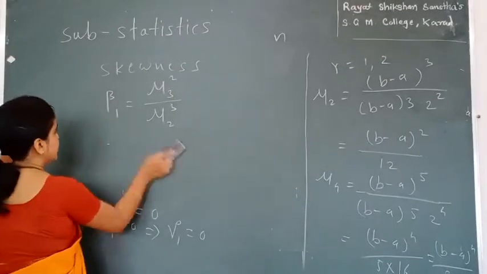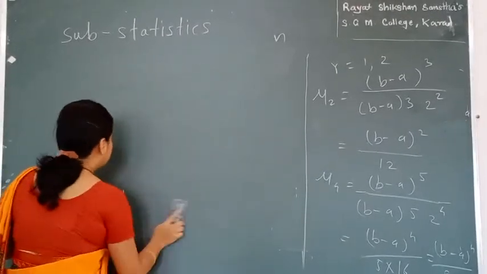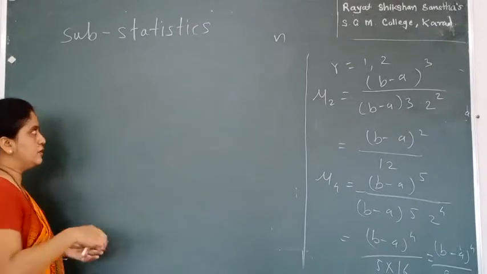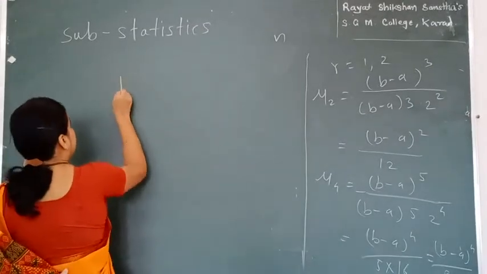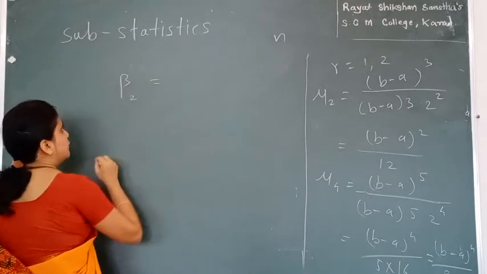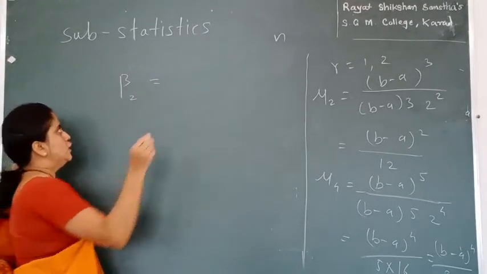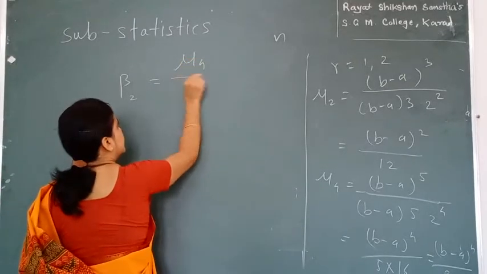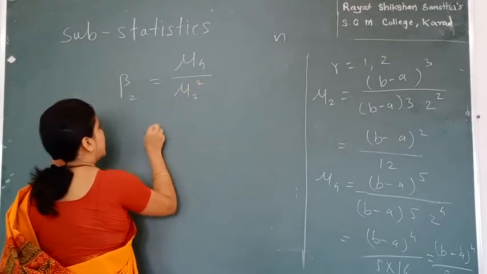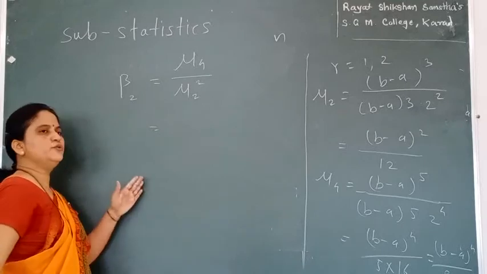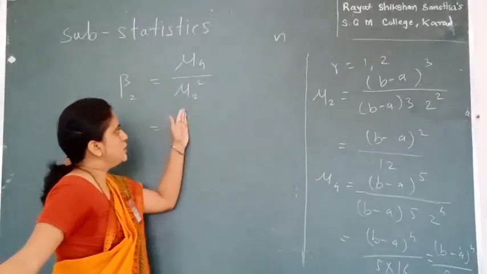Now let us see Karl Pearson's measures of kurtosis. These are beta 2 and gamma 2. You know the formula for beta 2, it is mu 4 upon mu 2 square. Now both of these, that is mu 4 and mu 2, are even order and the values are over here.